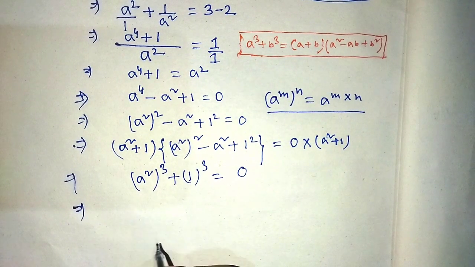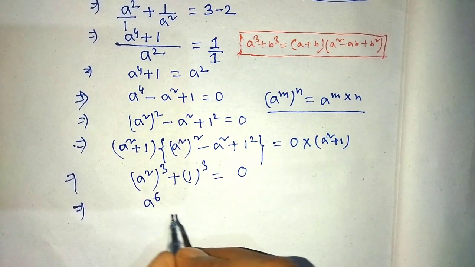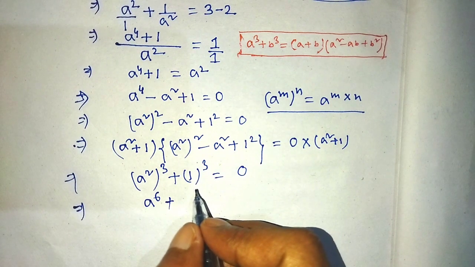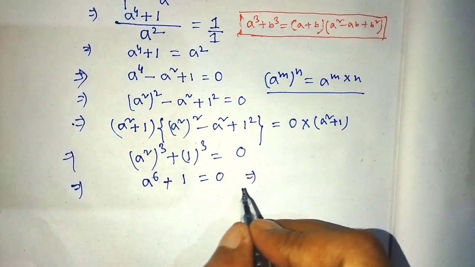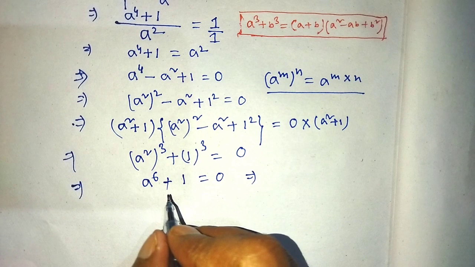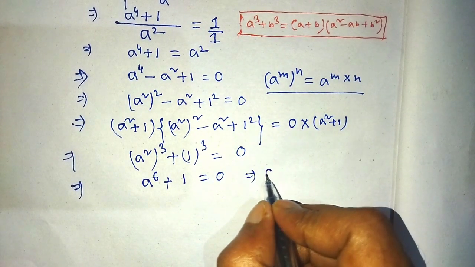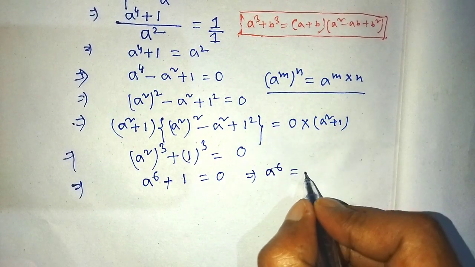So this formula we have to apply on the left hand side. Okay. So on the left hand side we have to write a to the power 6. Plus 1 to the power 3. If you multiply 3 times 1, then you get 1, is equal to 0. So student, after that we have to transpose 1 from left hand side to right hand side. So on the left hand side we have a to the power 6 is equal to, on the right hand side we have to write minus 1.